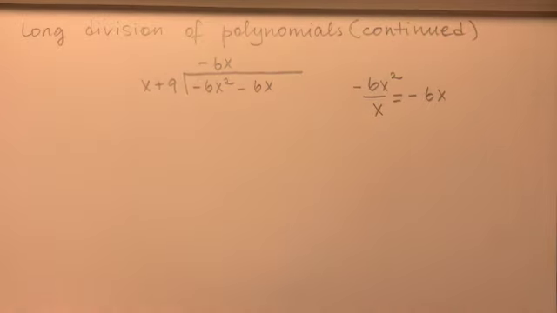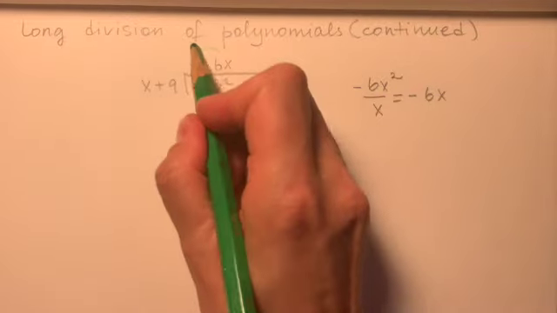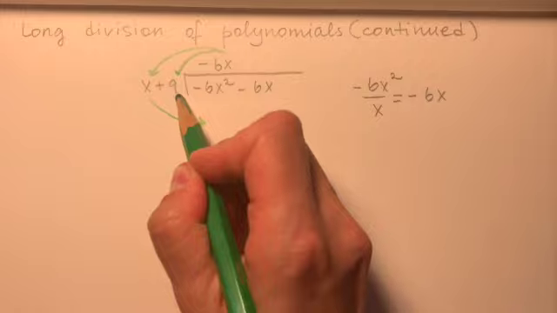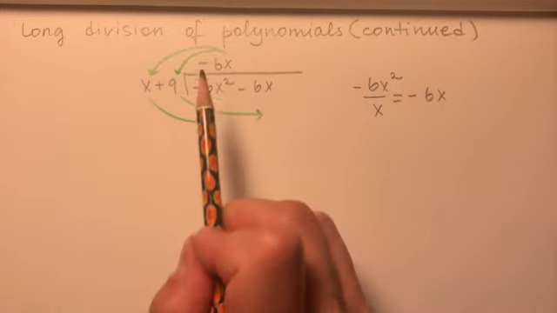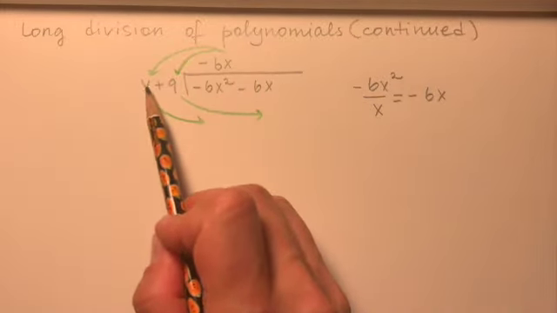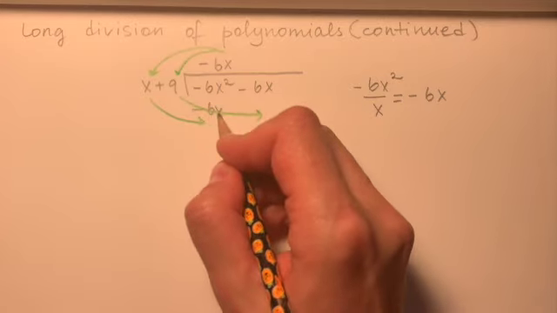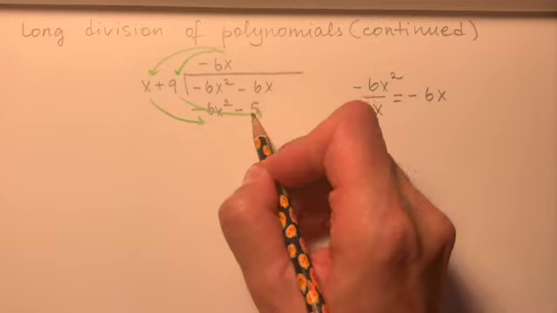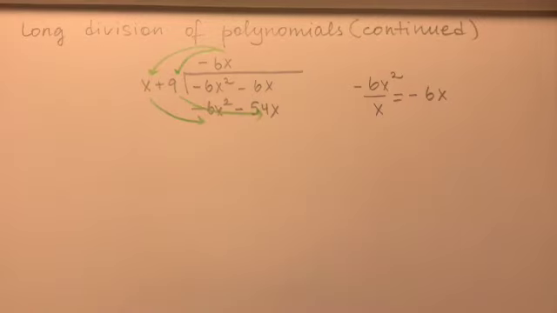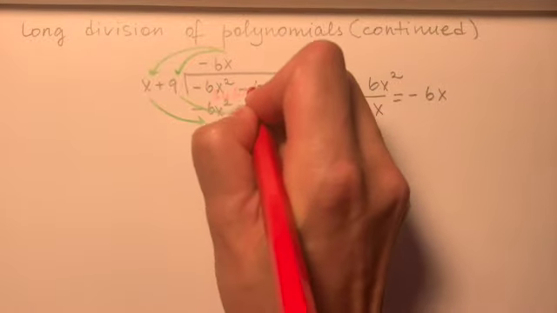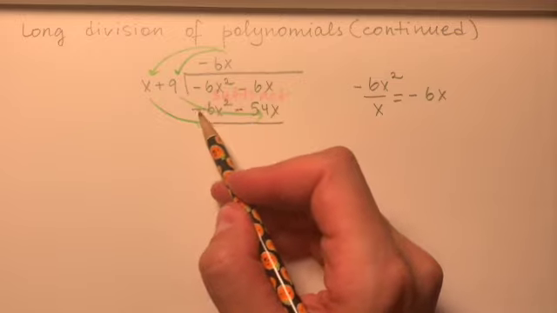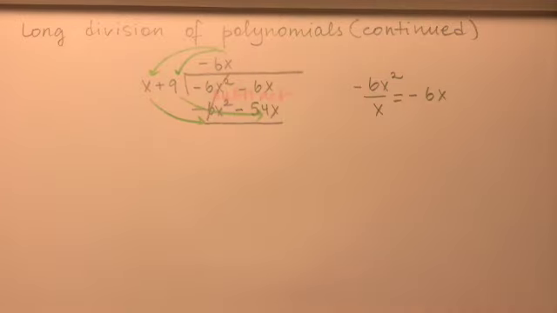Now we will be multiplying negative 6x by x and by 9, and we will be placing those results here under the box. Negative 6x times x is negative 6x squared. Negative 6x times 9 is negative 54x. Once multiplying is complete, we will now be subtracting. Negative 6x squared minus negative 6x squared, they cancel each other out.